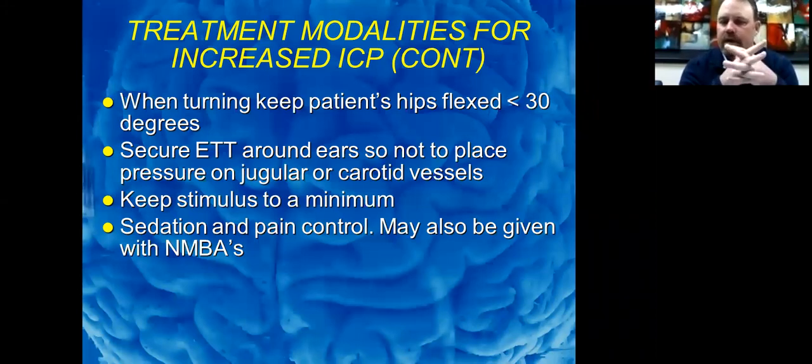Secure the endotracheal tube around the ears. You don't want to put any pressure on the jugulars. Our securing devices actually come just underneath the ears, so it should not. Our commercial devices. Keep stimulus to a minimum. Sedation and pain control.